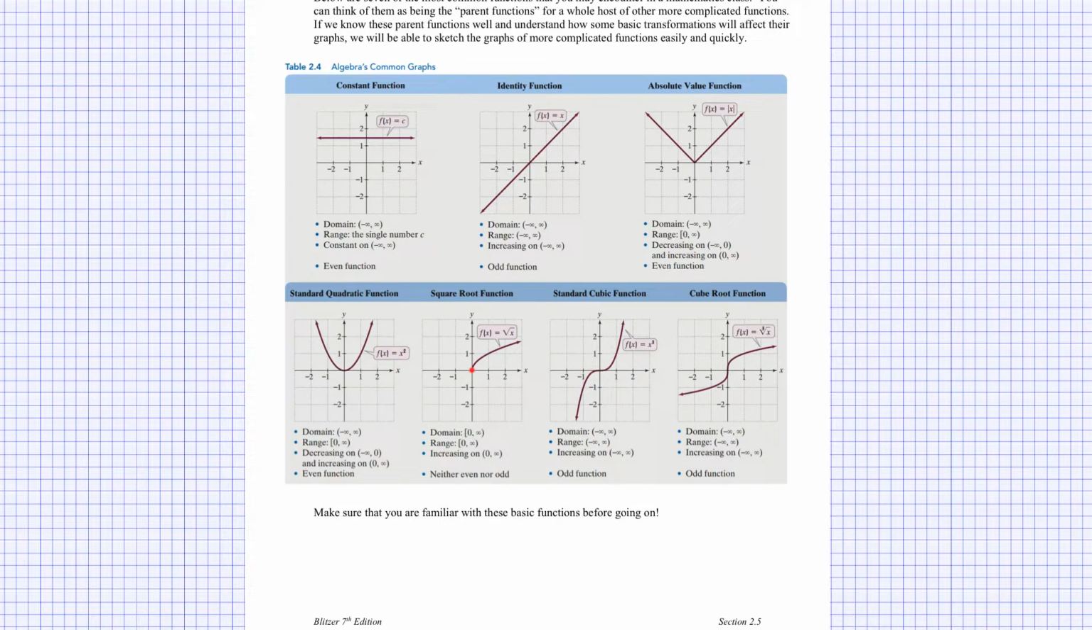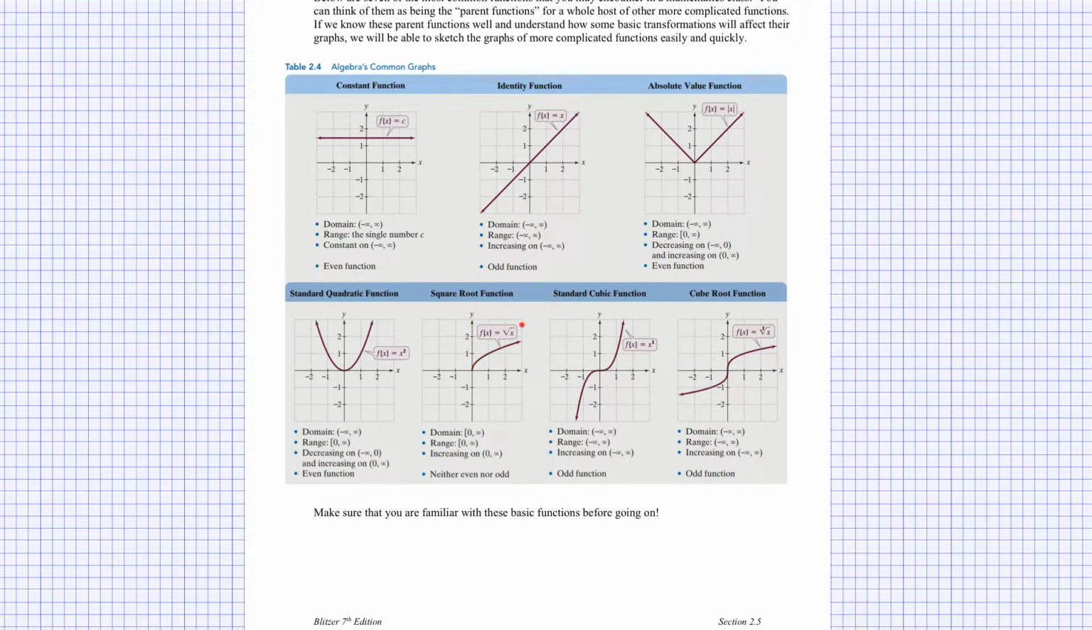The square root of 0 is 0. The square root of 1 is 1. The square root of 4 is 2. So it has this basic eyebrow shape, right? Again, the domain is from 0 to positive infinity. The range is also from 0 to positive infinity.